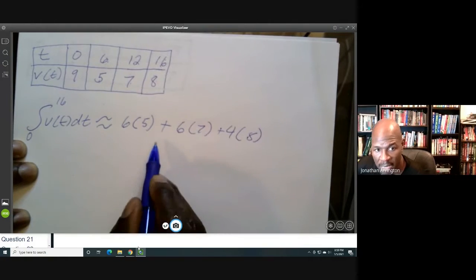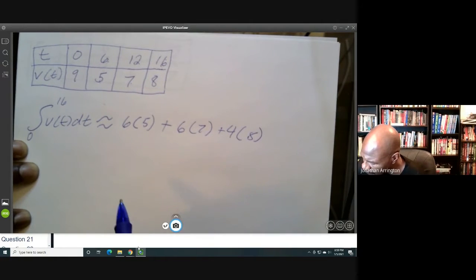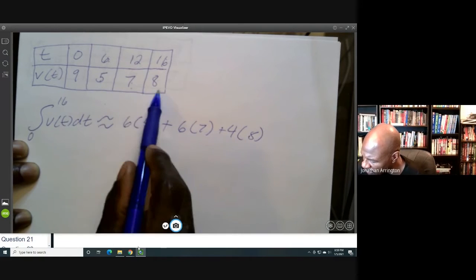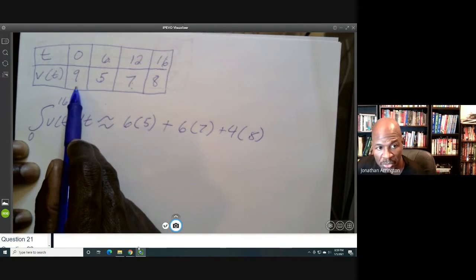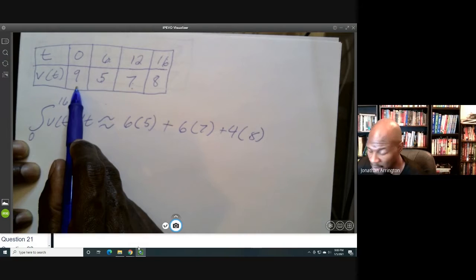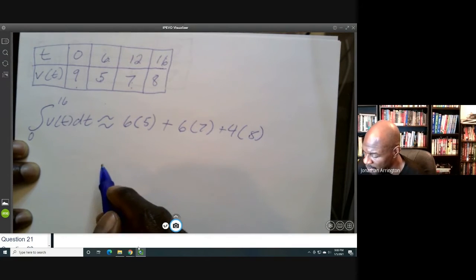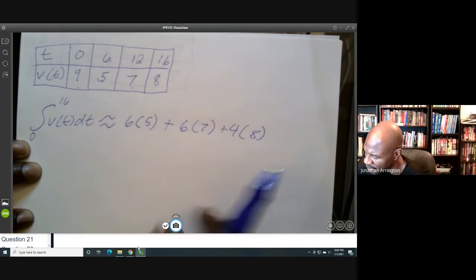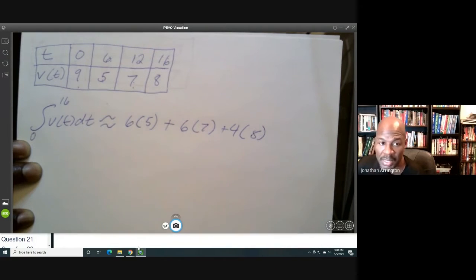And so notice I use 5, 7, and 8, which are the values of the function for all the numbers except for the first number, which is what we do for a right Riemann sum. If it was a left Riemann sum, instead of 5, 7, and 8, these numbers would have been 9, 5, and 7. The width of each rectangle would have been the same, however.